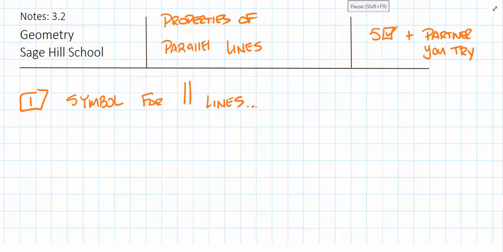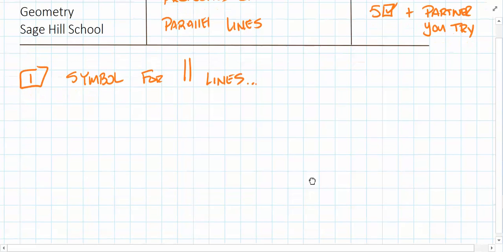Alright, so continuing our discussion of parallel lines, we're going to talk about the properties that parallel lines possess. But before we can get into the properties, we have to talk about the symbol for parallel lines when we draw figures. We already know that the double vertical bar is how we write parallel, but how do we show it with drawings?